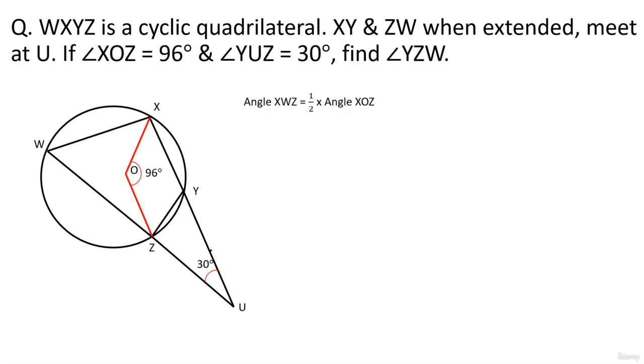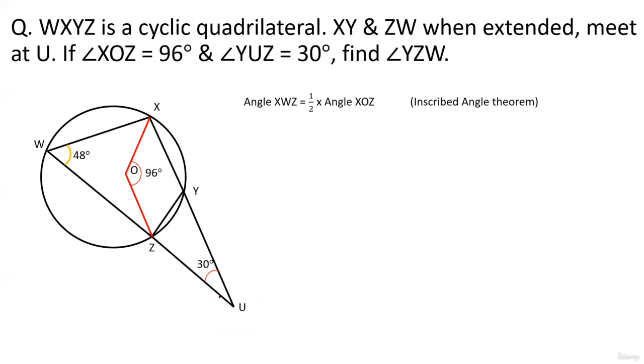Fine. Now, if you observe carefully, angle XWZ, guys, this angle here. This angle is the inscribed angle for this complete arc. So the measure of this arc or the central angle, this angle will be its half, isn't it? So angle XWZ will be half of 96, which is 48 degrees.